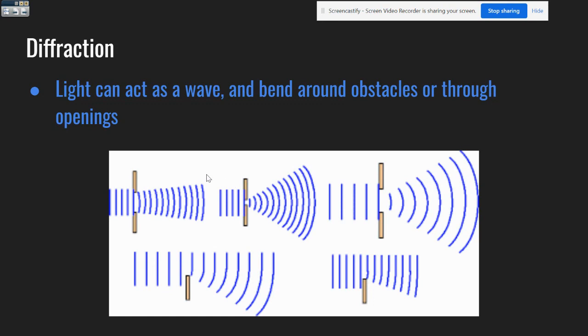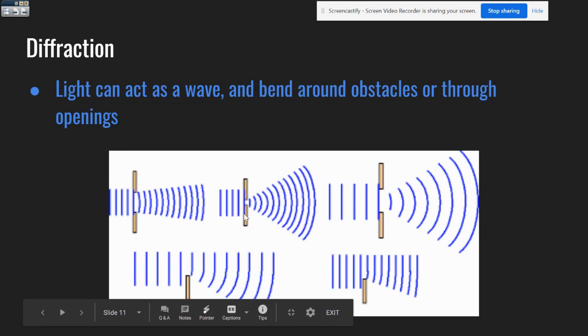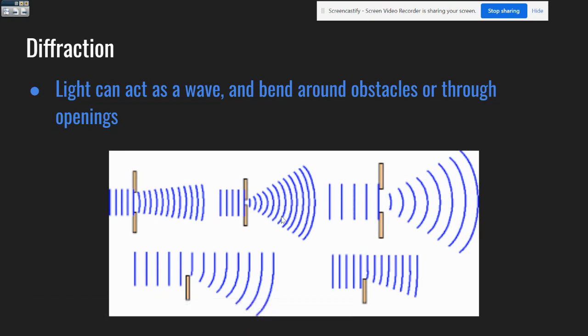So light can do this too. So we can see here there are several things that affect how much it bends. This top row is talking about the opening that it's going through. We can see that as the opening gets smaller, there's much more bending. We can also see that as the waves are farther apart, there's more bending.